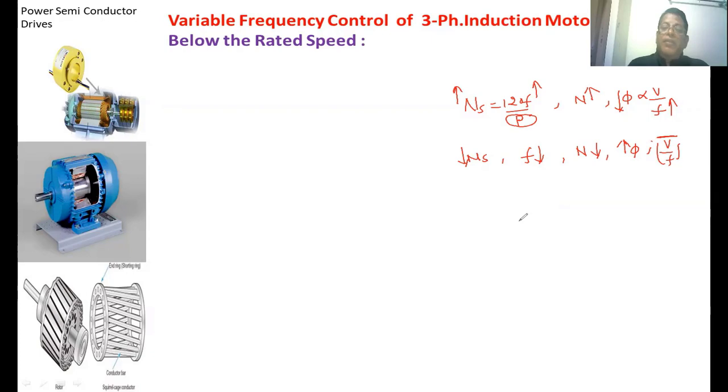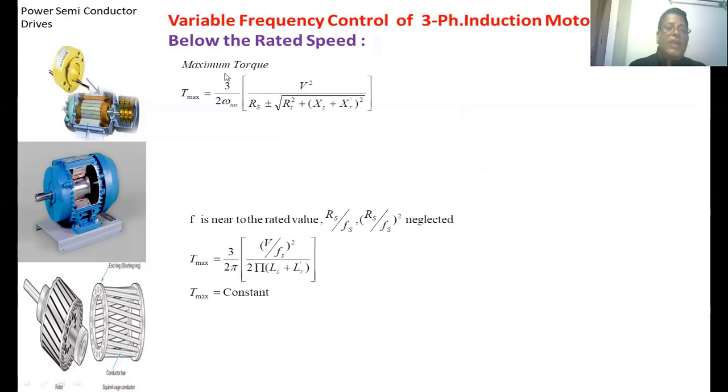If we maintain the V by F ratio constant below the base speed, the maximum torque developed in the induction motor will be the same. That we are going to see now. We know that the maximum torque developed in an induction motor, T maximum, equals 3 by 2 omega s into V square by Rs plus or minus the square root of Rs square plus (Xs plus Xr dash) whole square. Plus is for the motoring operation, whereas minus is for the braking operation.